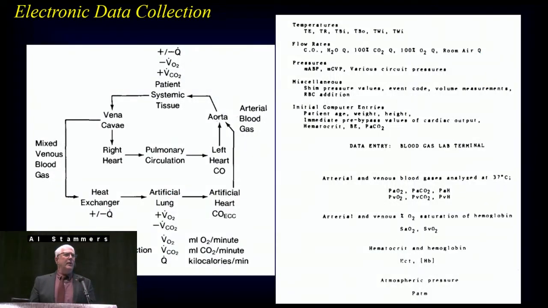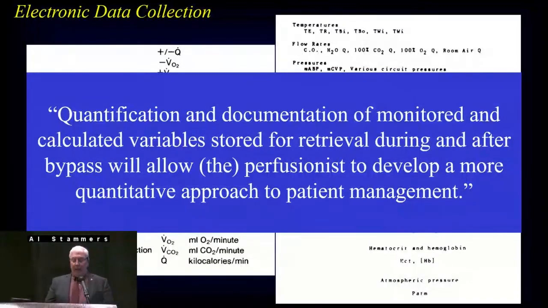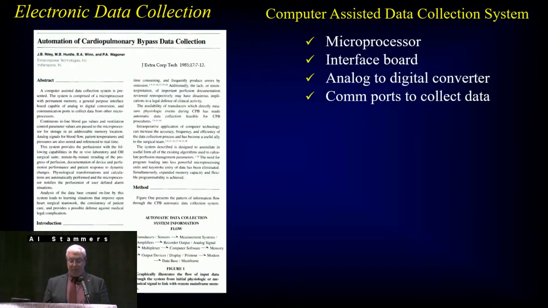Jeff measured some great things. He's got a great mind. He could think about these things that many of us cannot. And he said, let's just go ahead and measure these basic parameters. And what he came out with was this in his summary: if we quantify and document what is being monitored and we are able to retrieve it, then we'll be able to develop a more quantitative approach to patient management. Hence what we're doing today when we do variation reduction across all of our medical systems.